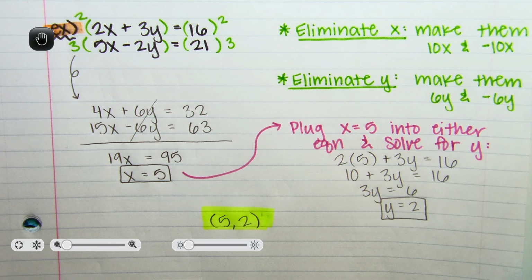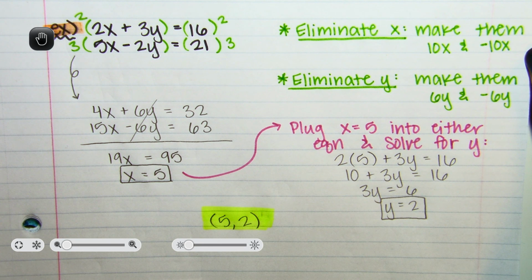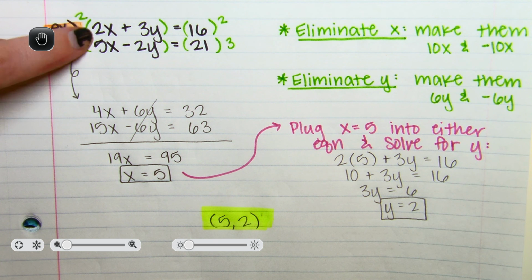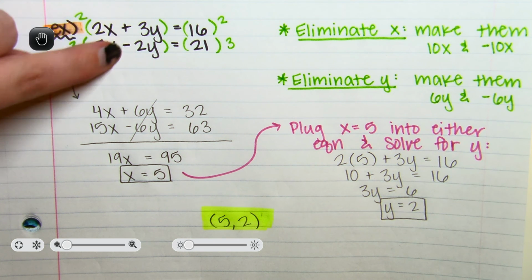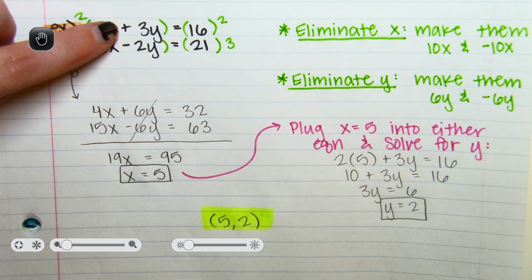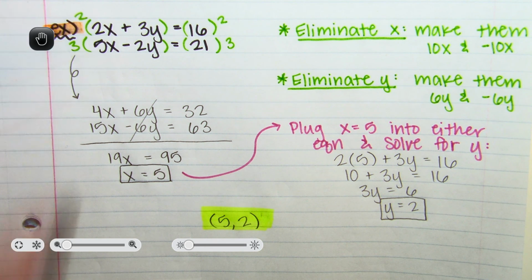So I wrote over here in the green, if you wanted to eliminate x, they needed to be positive and negative 10x. And if you wanted to eliminate y, they needed to be positive and negative 6y, because 10 is the smallest number that 2 and 5 go into, and 6 is the smallest number that 3 and 2 go into. I chose to eliminate y, partly because the numbers I multiplied by were smaller, but also because one is already positive, one is already negative. But again, if you chose to eliminate x instead, you'd still get the same answer.